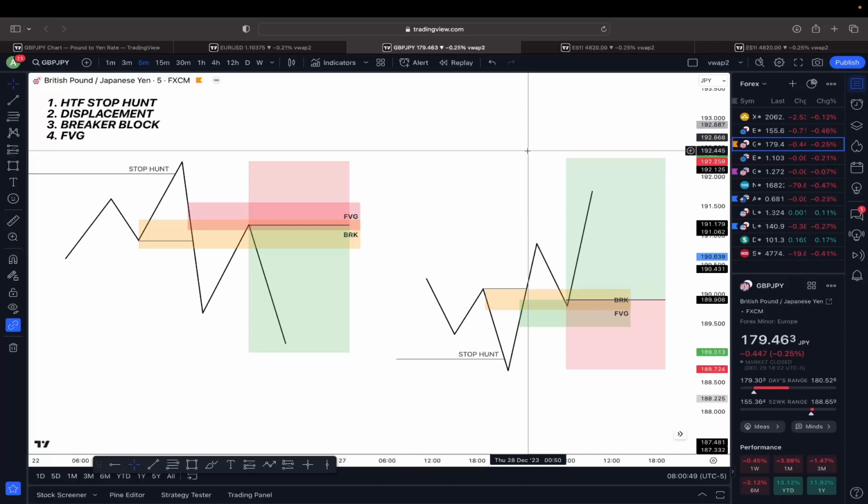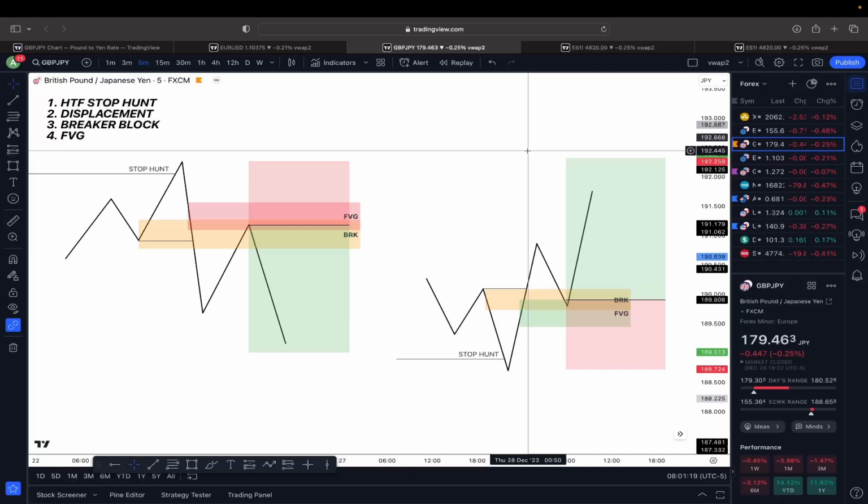This model can be used on any time frame. I like to use the 1 hour to look for my high time frame stop hunt, and then I use the 5 minute to wait for my displacement and my breaker block and my fair value gap. If you're going to pair the high time frame with the low time frame, use the 1 minute as the low time frame and the 15 minutes as your high time frame.